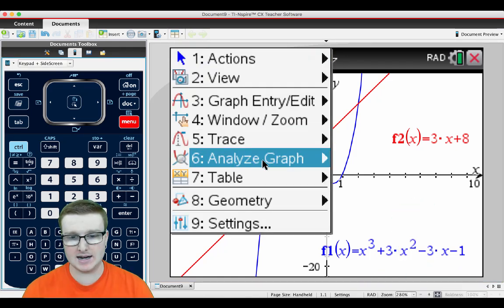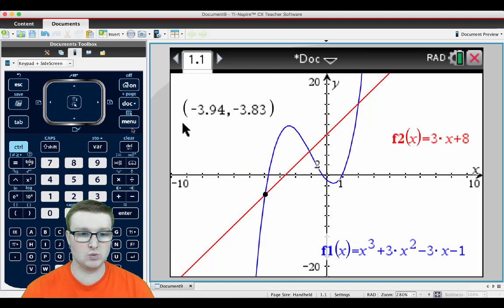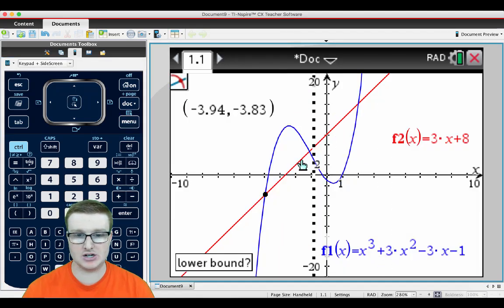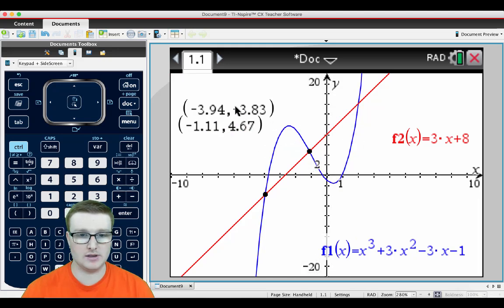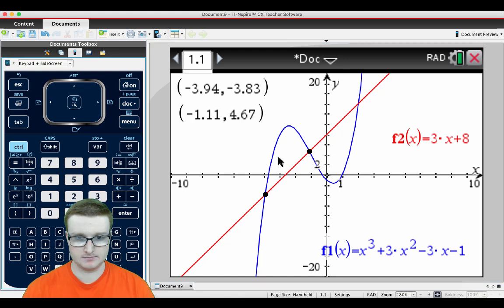I'm gonna do analyze graph and do intersection. Click before and after the point of intersection. So there's one intersection point. Menu, analyze, graph, intersection. Do it again. Move that point over there. And do it one more time.